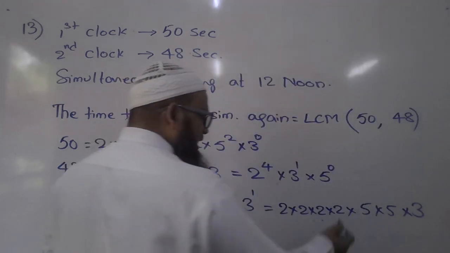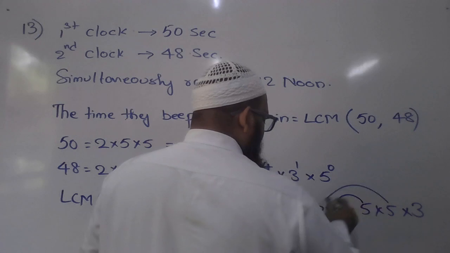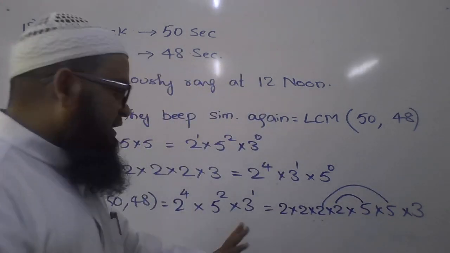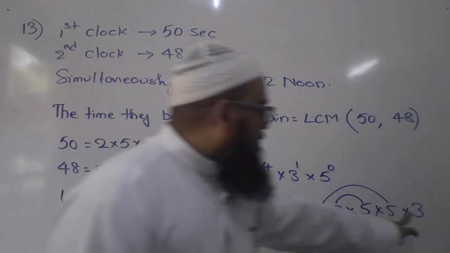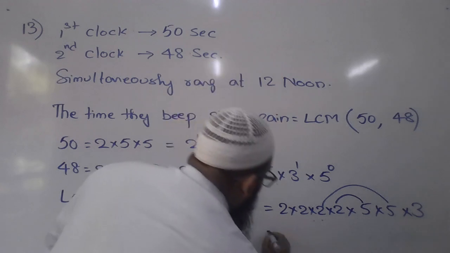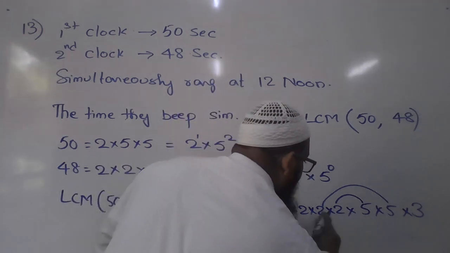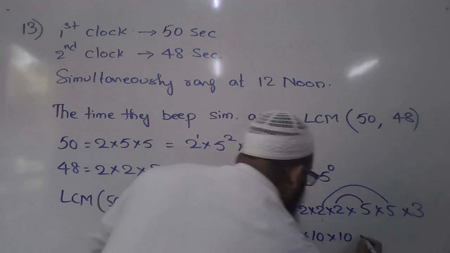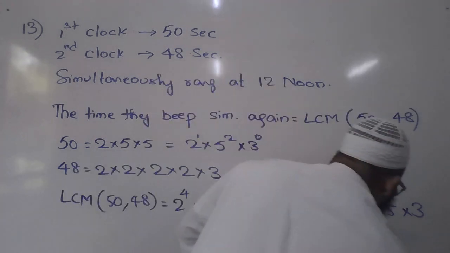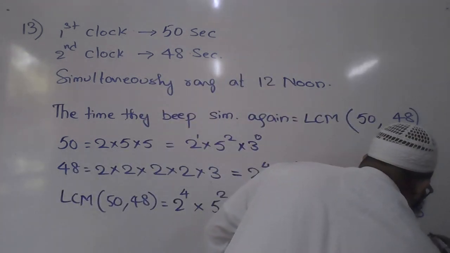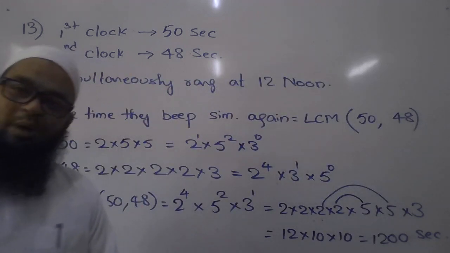See, I know that 5 2s are 10 and 5 2s are 10. Okay, so it is easy. 2 2s are 4, 4 3s are 12. So that is equal to 12 into 5 2s are 10 into 5 2s are 10. So that equals 12 into 100 is 1200 seconds. So it is 1200 seconds.